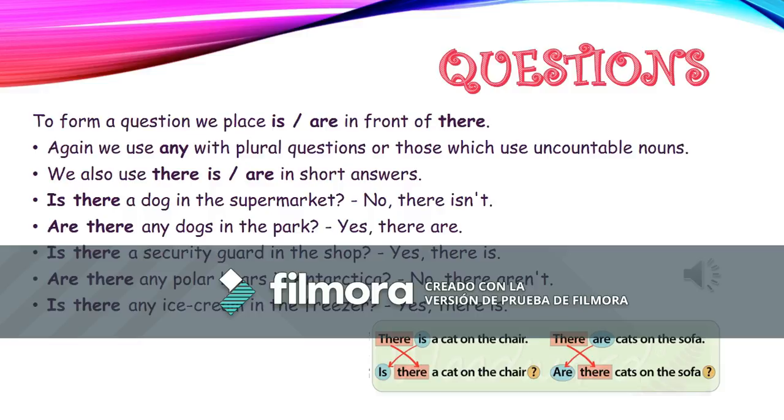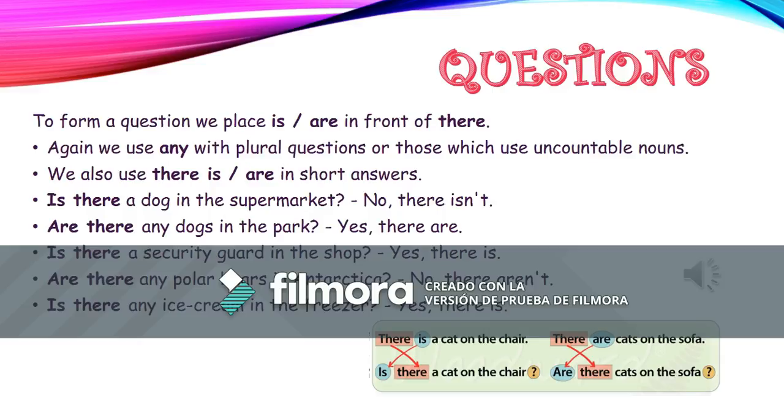Questions. To form a question, we place is or are in front of there. Again, we use any with plural questions or those which use uncountable nouns. We also use there is or there are in short answers.